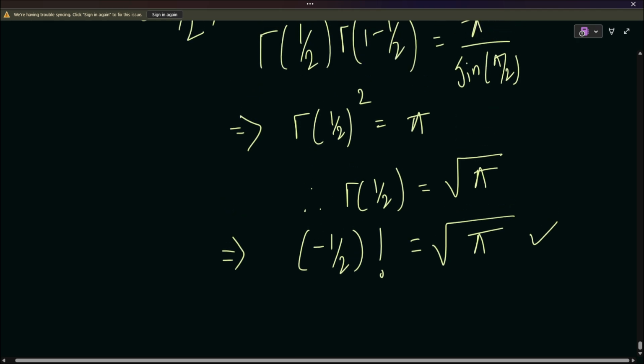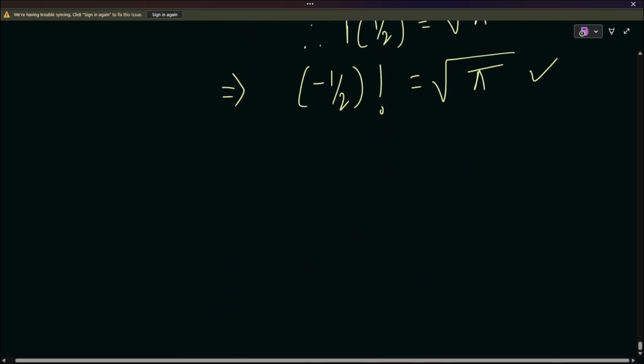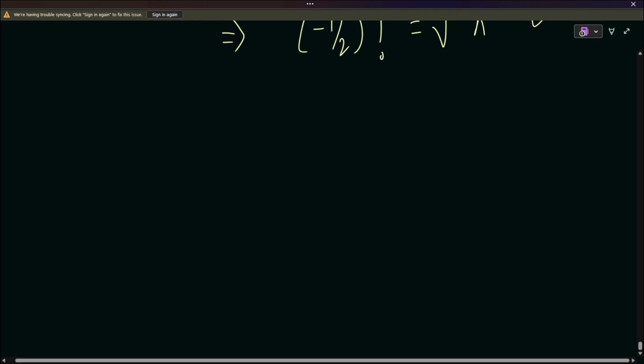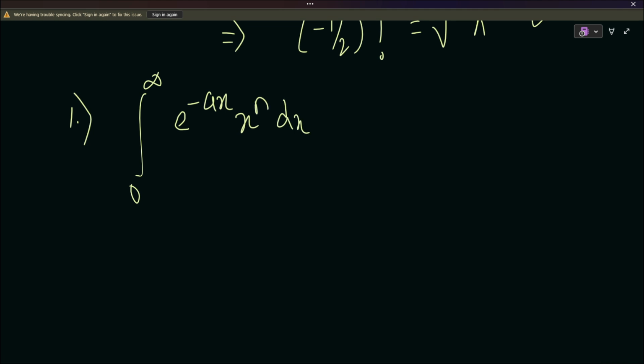Therefore, we have this gamma function definition here. Now let's try and do a few integrals and see how this works out. Suppose you have the integral from 0 to infinity of e to the power minus ax into x to the power n dx. Now, if you remember how the gamma function looked, this is something that resembles that form.